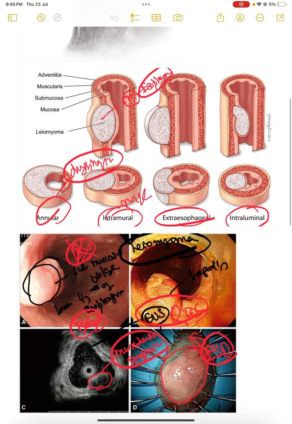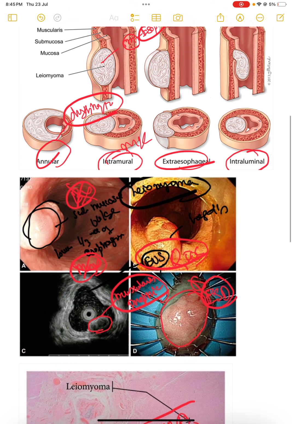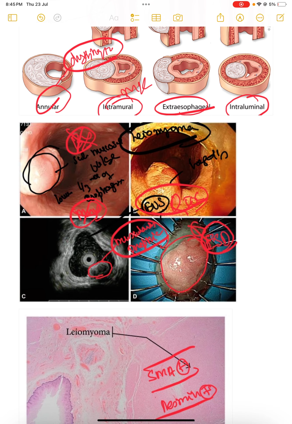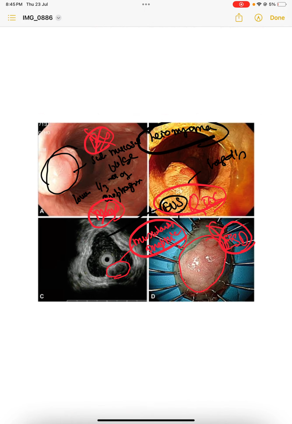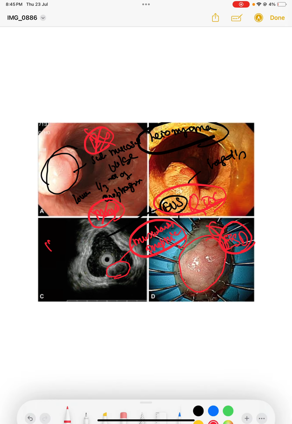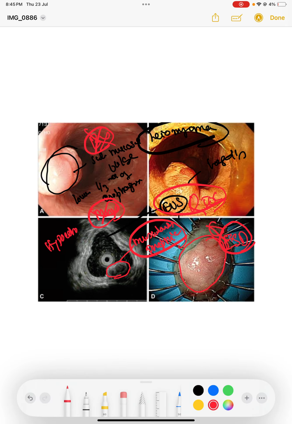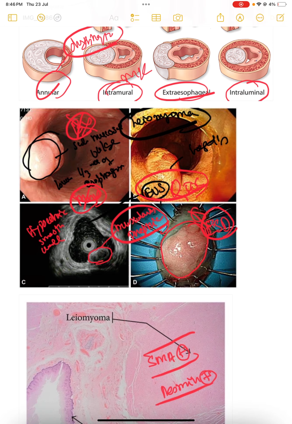It could be intramural, which is the most common presentation. Sometimes could be annular or intraluminal. The investigation of choice will be your endo ultrasound, where you can see the muscularis propria. How will you describe this lesion? It is a hypoechoic, homogeneous, smooth walled lesion arising from your muscularis propria. So endo ultrasound is the investigation of choice.